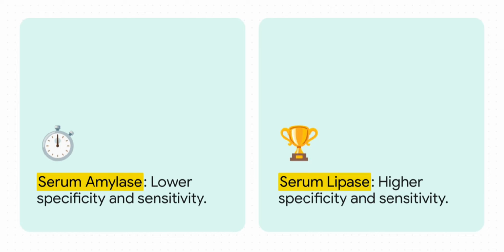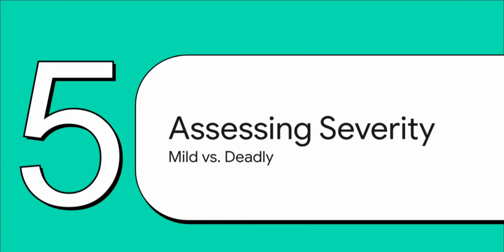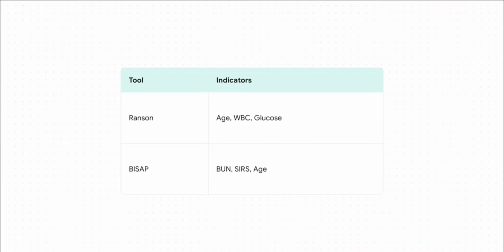specific enzyme. Let's look at Section 5, assessing the severity, separating mild from deadly. Once you have that diagnosis, there is an immense urgency for risk stratification. We absolutely have to determine if we're dealing with a mild interstitial edematous case, which is reversible and lacks necrosis, or a severe necrotizing pancreatitis, which carries a really high mortality rate due to multi-organ failure and sepsis.